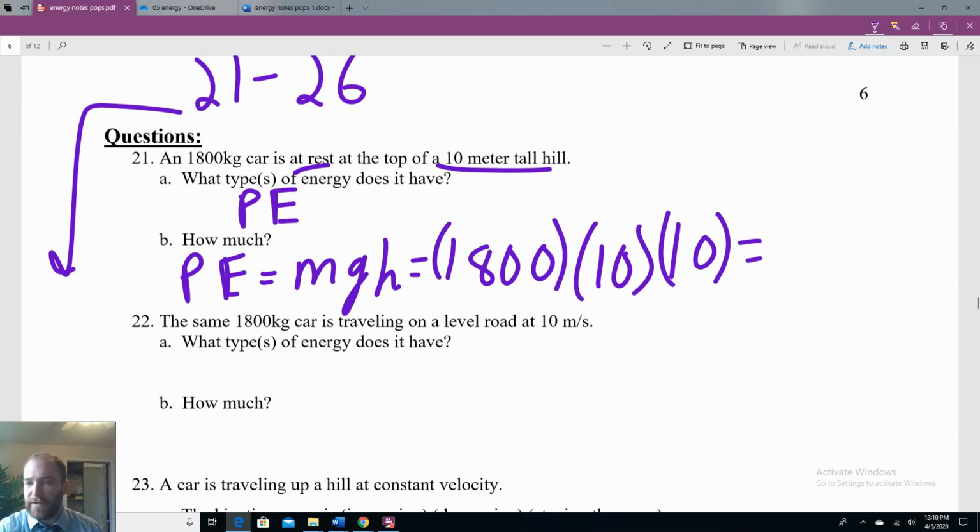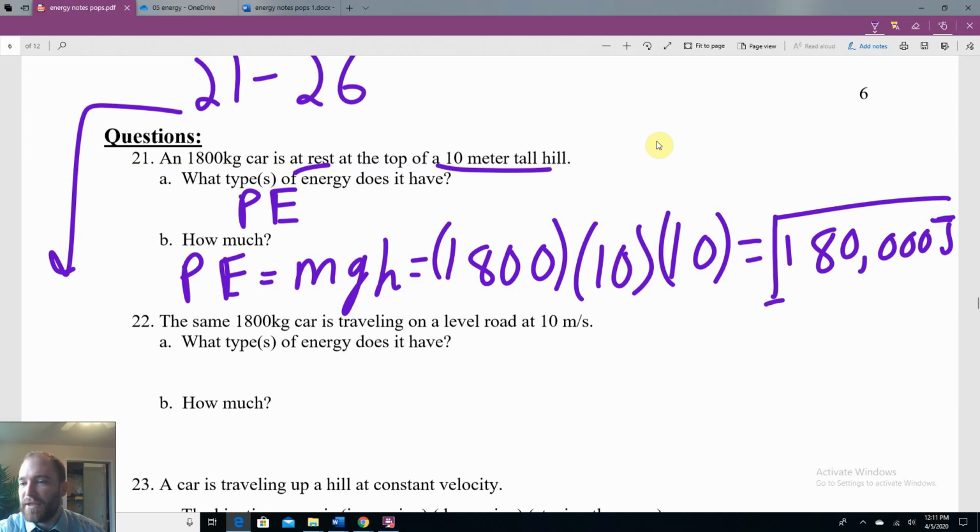Alright, throwing this in the calculator, I got 180,000 joules of energy. Which, if we're thinking about this, I hope that seems like a big number. But again, it's a really heavy car. It's on top of this tall hill. It makes sense to be a big number. This little funky thing over here, that's a J for joules.